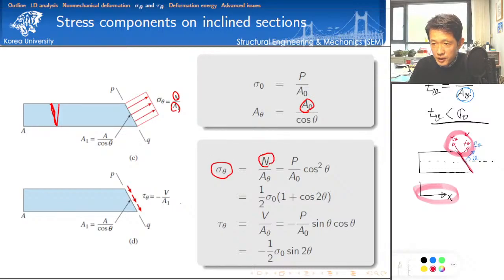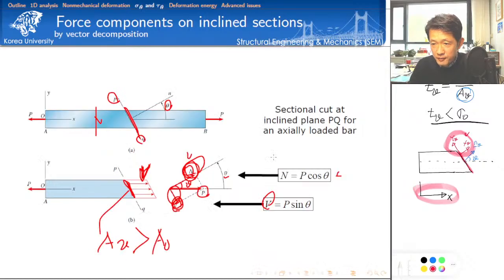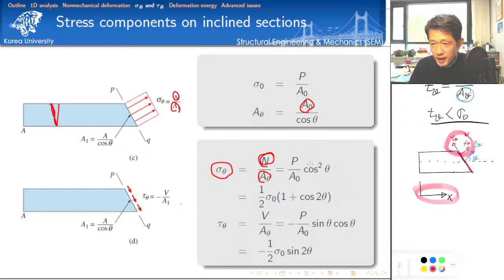Now let's calculate the normal stress in theta direction. The normal force divided by area theta. So normal force is given here. So P times cosine theta, 1 cosine. And then the area, if you look at the area, I have another cosine. That's why I have cosine square theta here.